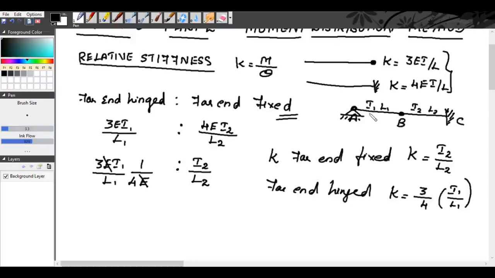Because in the first span AB the far end is hinged, it is I1, L1. In the second span the far end is fixed, so it is I2, L2.